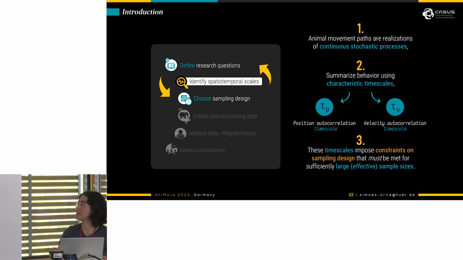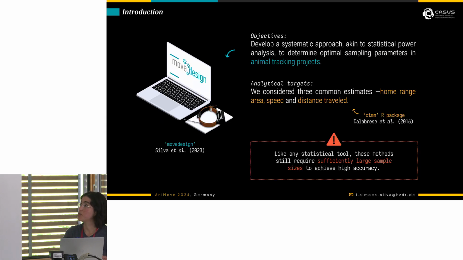So we know what must be met to have sufficiently large sample sizes. Yeah, so this is the key point here. If we can identify the spatial temporal patterns, we can make sure that we select the best sampling design to detect those scales that we're interested in.